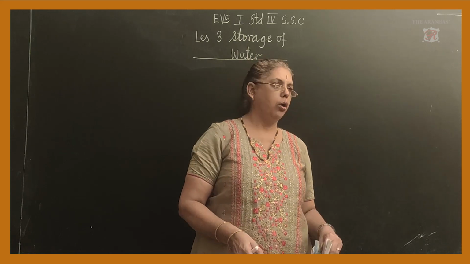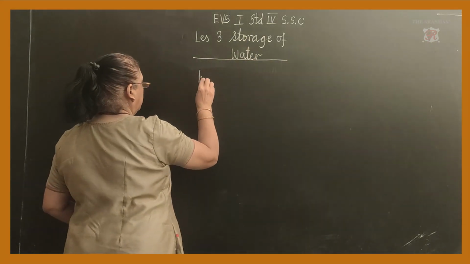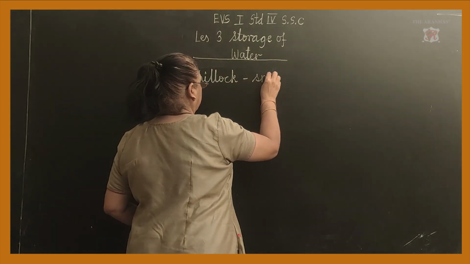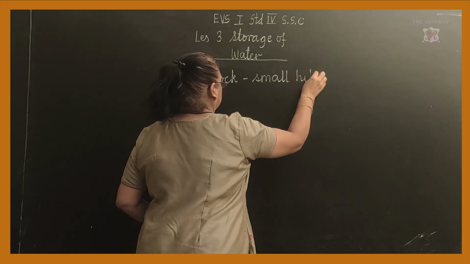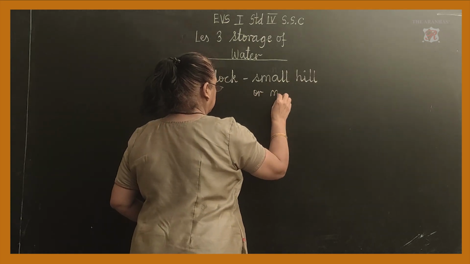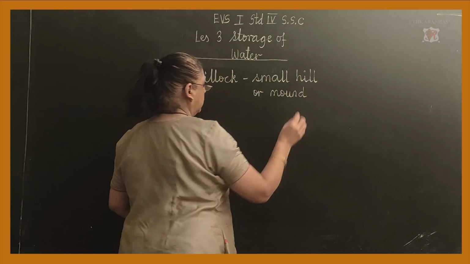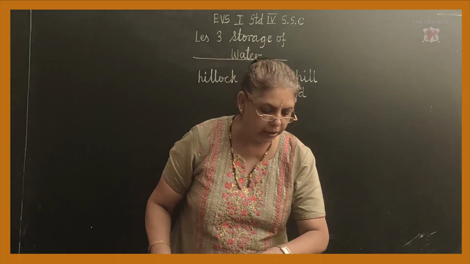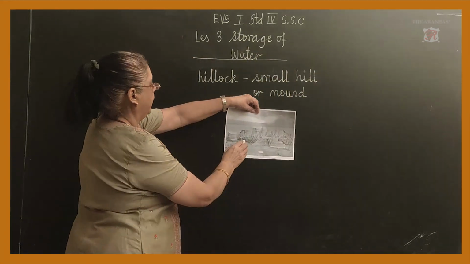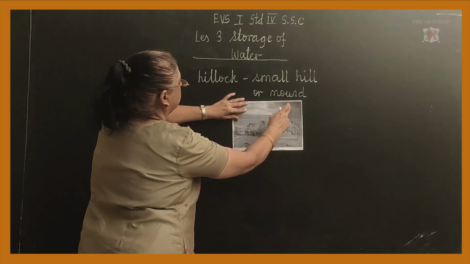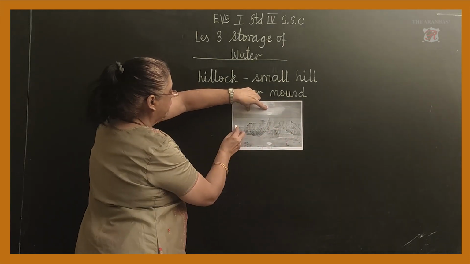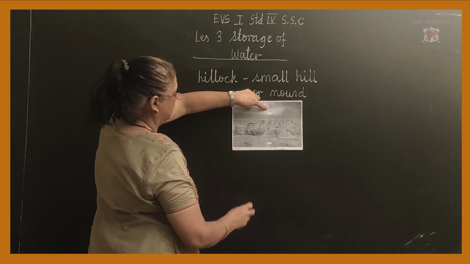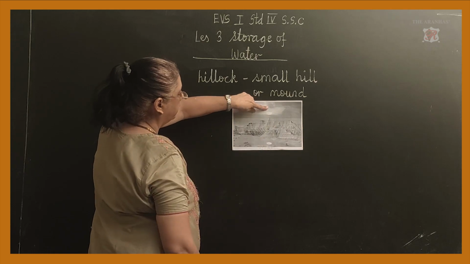Now what is a hillock? A hillock is a small hill or mound. I will show you the picture of a hillock. You can see the hillock, you can see the hill. It is made up of soil, mud and stones. It is a small hill or mound.